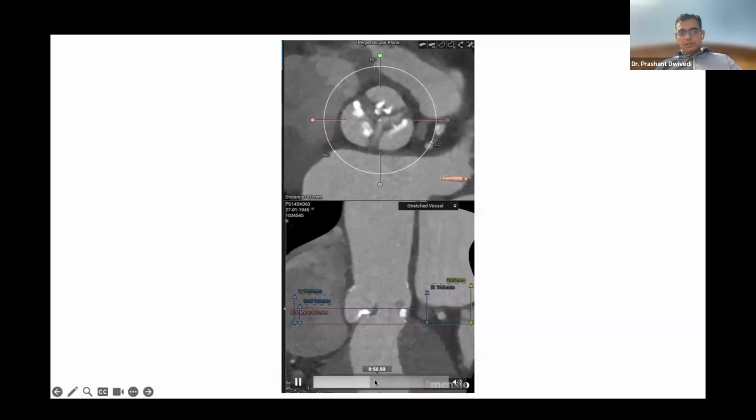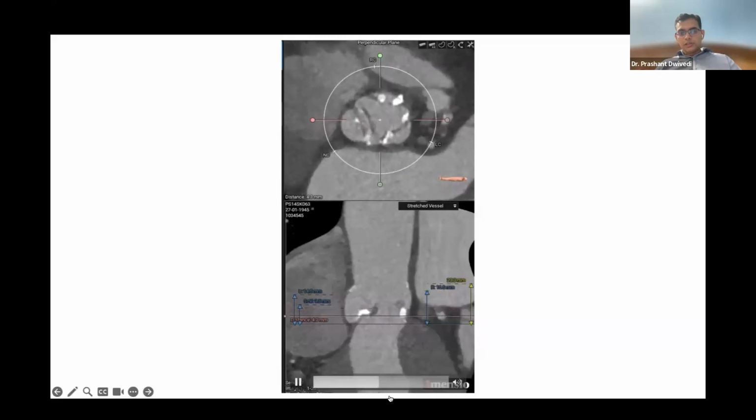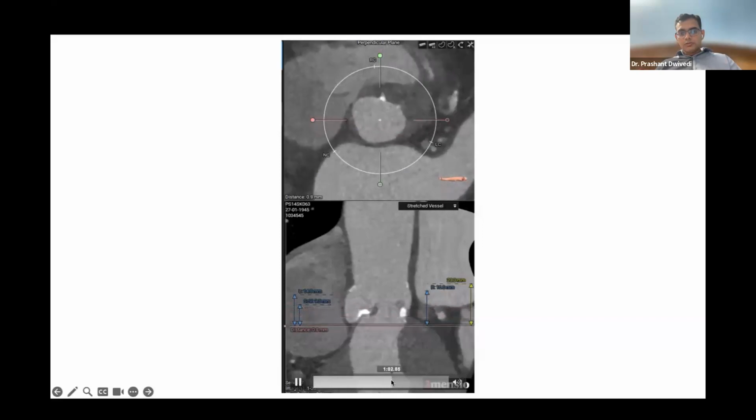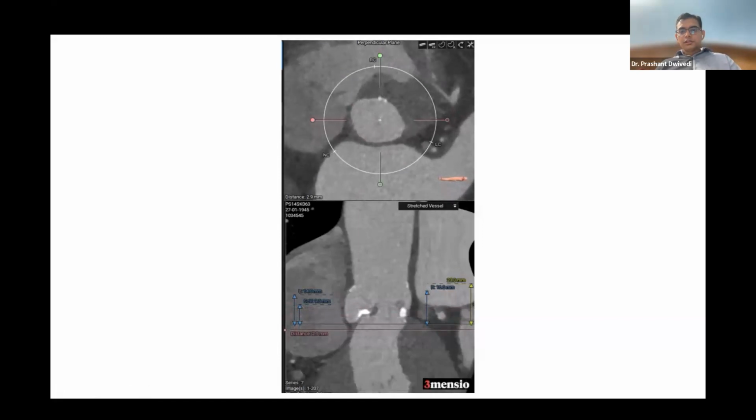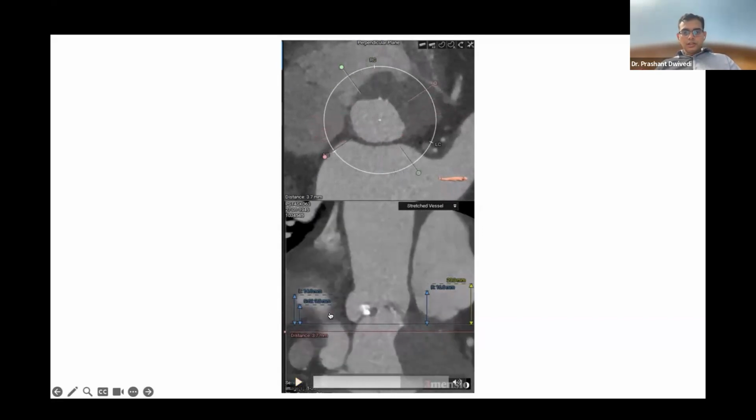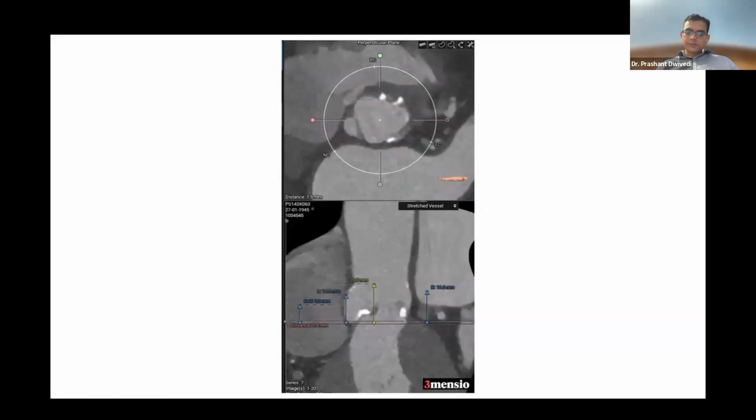Then here we can see the height of the coronary, and this is how we are going to assess the annulus. So now we are at the LVOT, which is 3.7 millimeter below the annulus. So this is how we need to look at exactly what the anatomy is and how we are going to deploy the valve during the procedure.